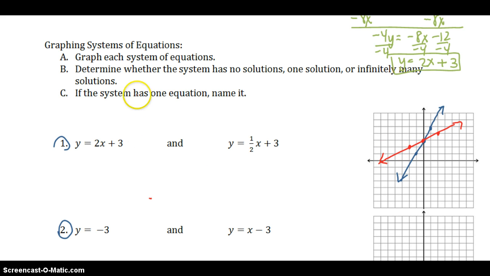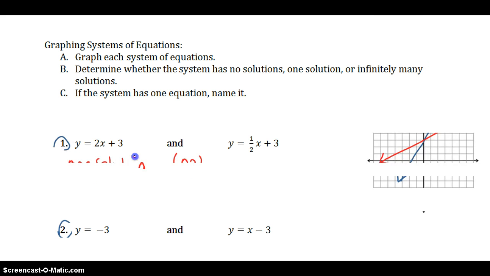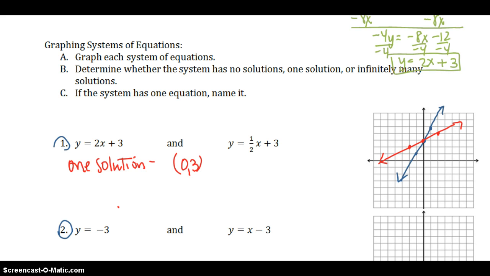So our solution, it says determine whether the system has a solution. It does, and (0, 3) is our solution. So it has one solution, which means it's independent.